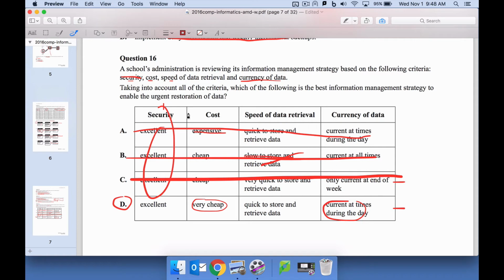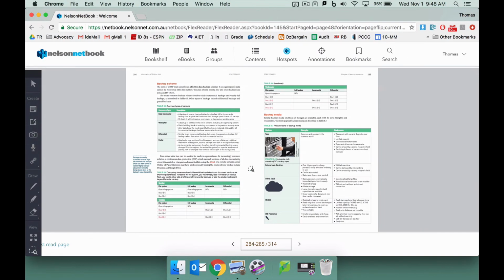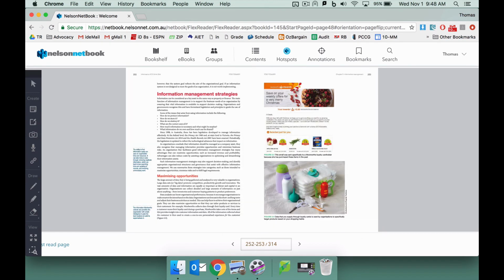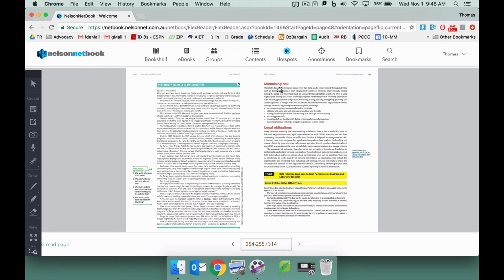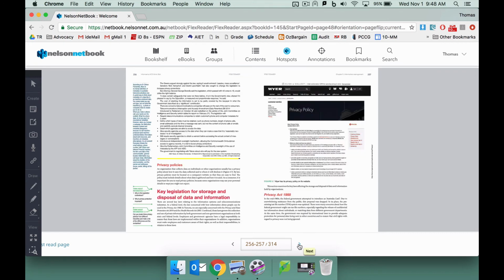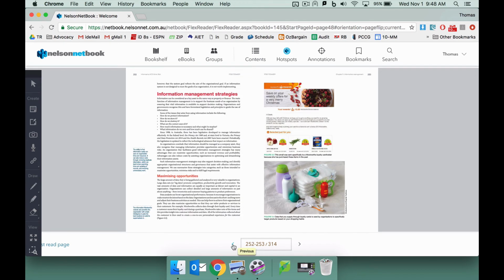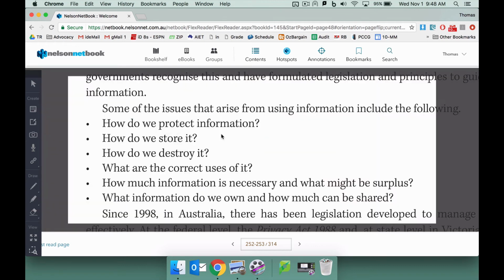Question 16, there is some stuff you can read up on in our book on page 252. So information management strategies, maximizing opportunities, just a bit of reading, minimizing risk. Going into the exam, it's probably a good idea just to note some, especially some of these dot points here.